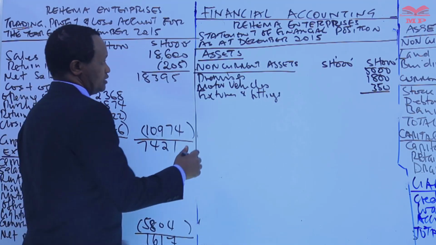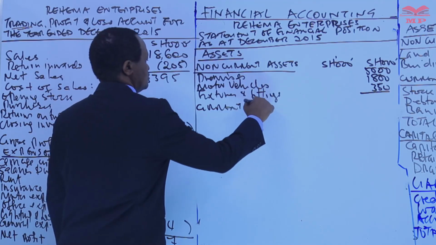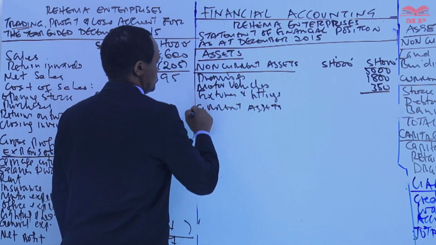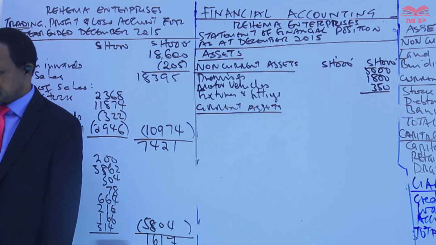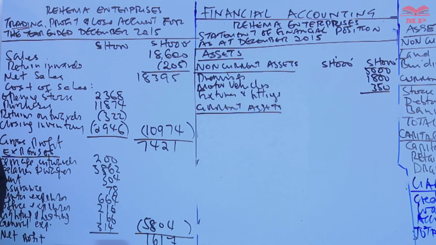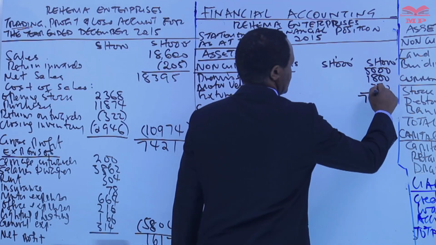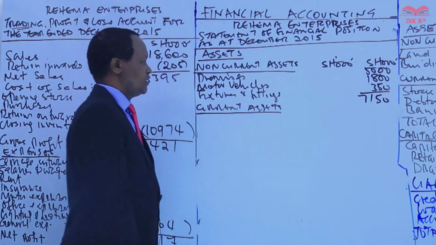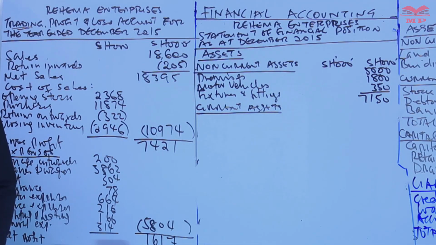Then we add the current assets. Somebody help me identify the current assets. John says the total non-current assets is 7150. You can confirm that. 7150. Give me the current assets, Rehema Enterprises.